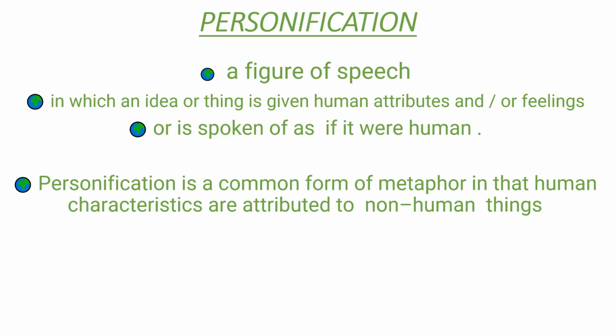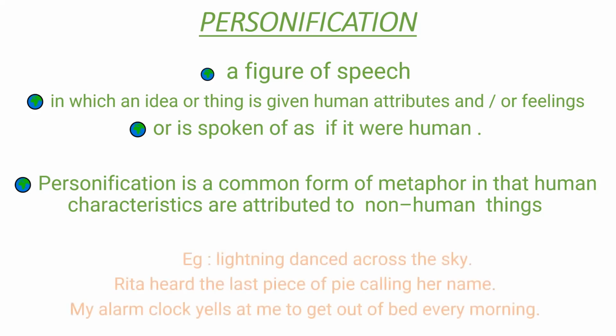We can understand that a line is a personification when we see that a non-human thing is being given the attributes, such as feelings, emotions, etc., of a human. To understand this much better, let us look at a few examples.